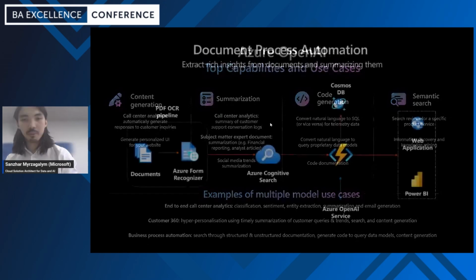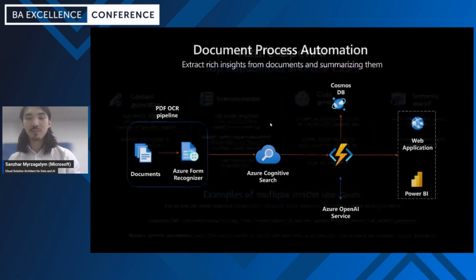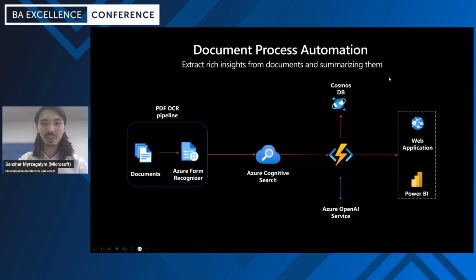Here are a couple of examples of how these architectures can be implemented. I'm not trying to add a lot of technical parts, but just to show you how easy this architecture works. So, for example, this particular architecture shows document process automation. We have a file share in our company which has millions of documents, and it's really hard to search through them.